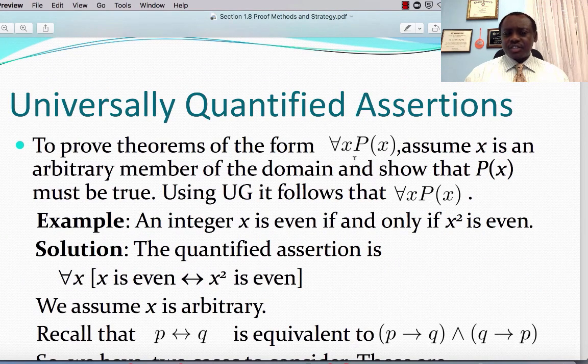Universally quantified assertions. If you are asked to prove the assertion for every x, P(x), you say let c be a random number from your domain. If you can prove that P(c) is true, then by the universal generalization of our universal quantifier, for every x, P(x) would be true. So for example, an integer x is even if and only if x squared is even. So we say let x be an arbitrary number from the domain. Suppose x squared is even. We verify that x is even.